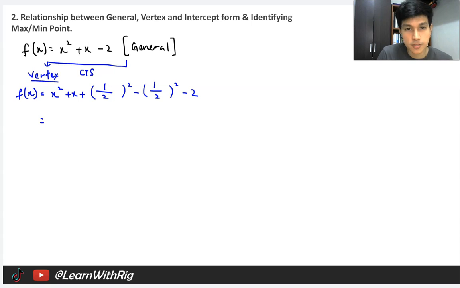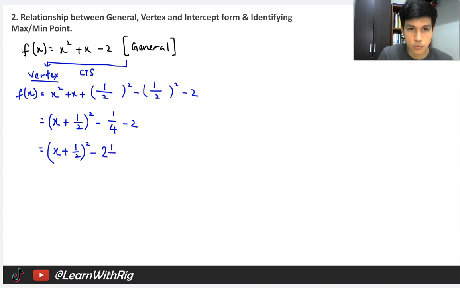Then you're going to factorize this. So it's going to look like this: (x plus 1 over 2) squared minus 1 over 4 minus 2. Answer is (x plus 1 over 2) squared minus 2 1 over 4. Okay, you can either write like this or you can change it into decimal. Okay, so if you change to decimal, it's going to look like this: 2.25. Okay, so this is the vertex form.